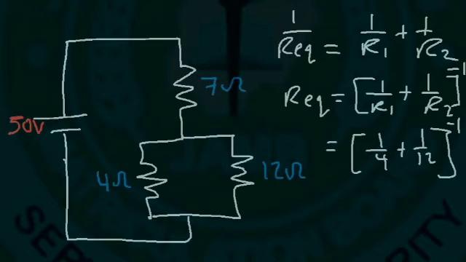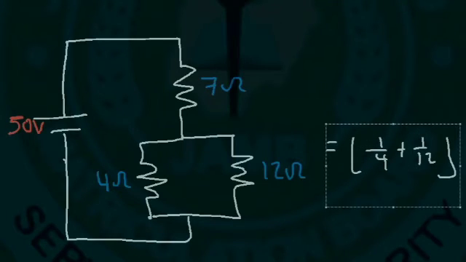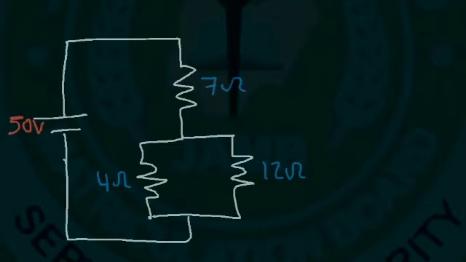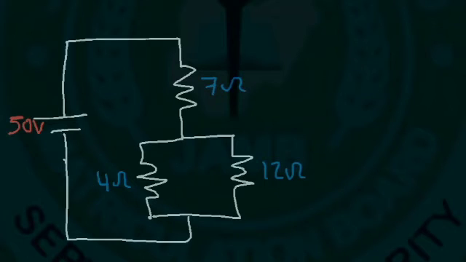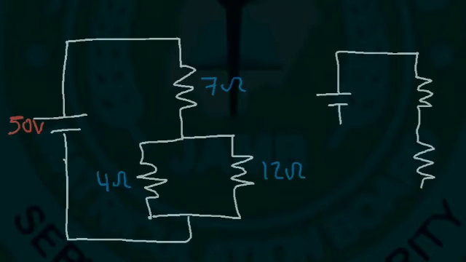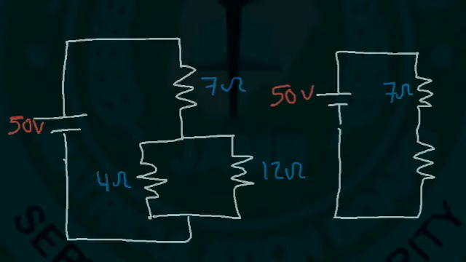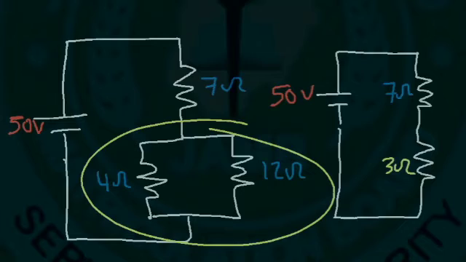you should get 3. So therefore, these two resistors, you can represent them as a single resistor of 3 ohms. So if we redrew the circuit, it's going to look like this. So here is the 7 ohm resistor, here is the 50 volt battery, and here is the equivalent 3 ohm resistor, which is the combination of those two resistors.